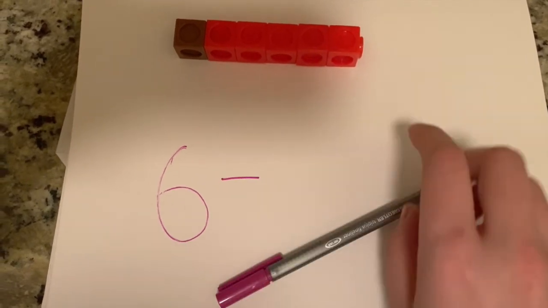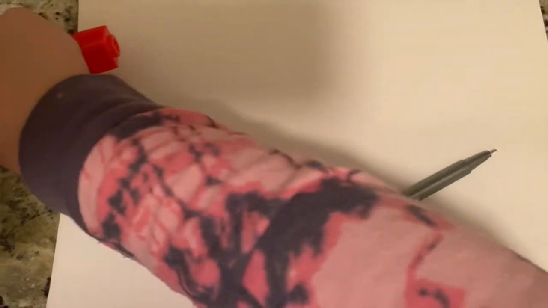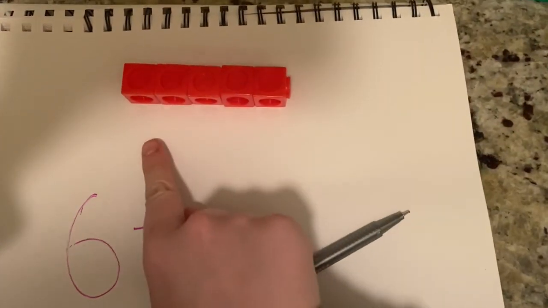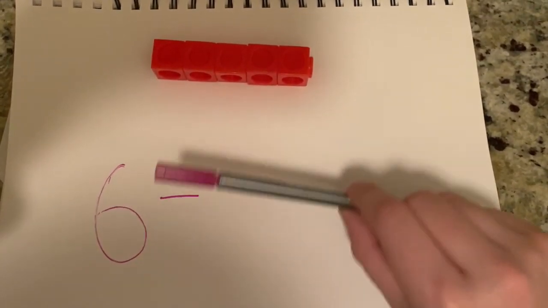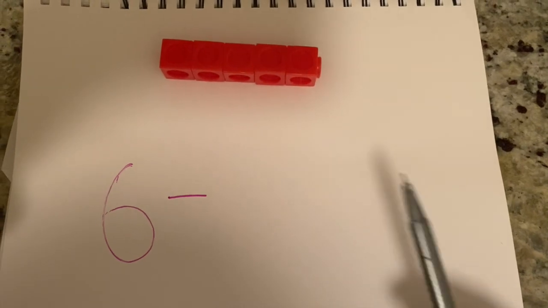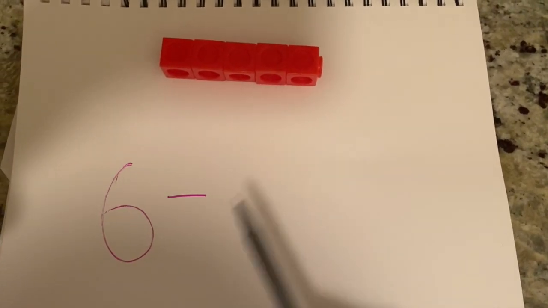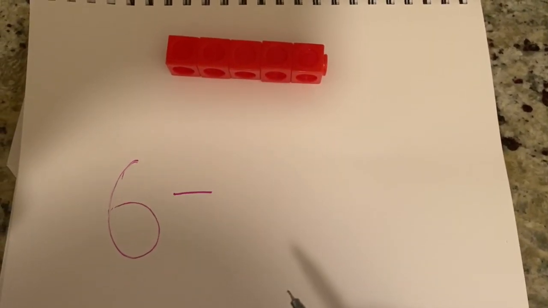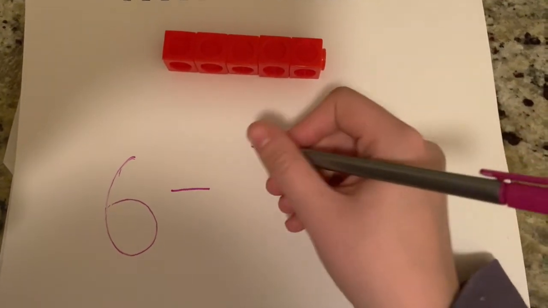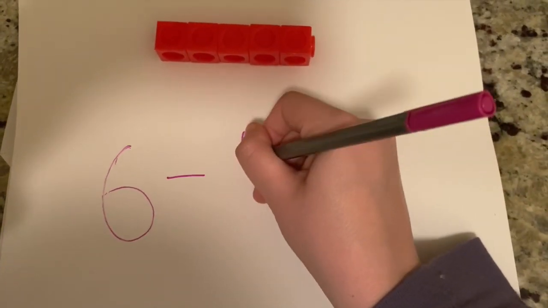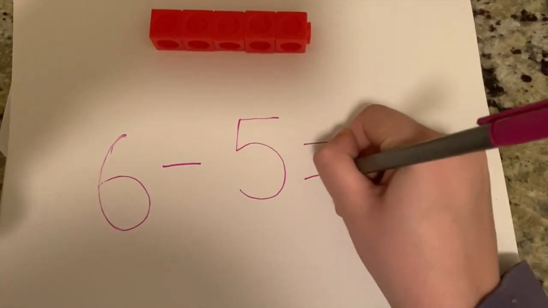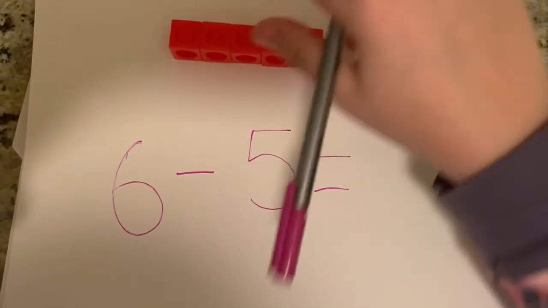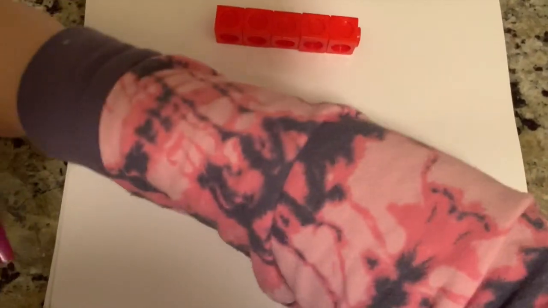And what we're going to be separating this time, friends, is all of these red Unifix cubes. Tell me, how many red Unifix cubes do you count that we just separated from the entire train? We count 5, friends. Good job. 5. And then we add the equal sign. And let's figure out what 6 minus 5 is equal to.